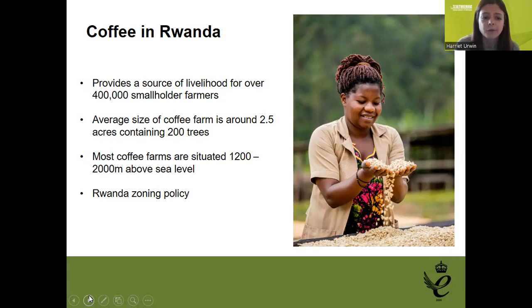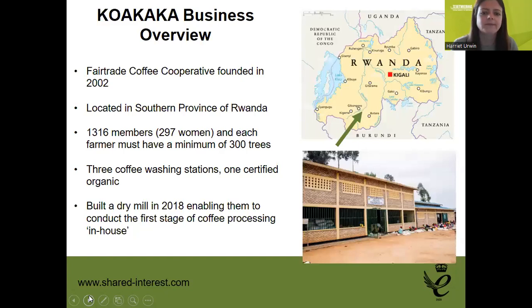The coffee farms became a place where the women could come together, to talk, to reconcile, and communities could start to repair following the devastation of the genocide. And now it's not uncommon to find women in management positions at drying mills or at cooperatives themselves. Next slide, please. So just to give a bit of an overview on Kouakaka.